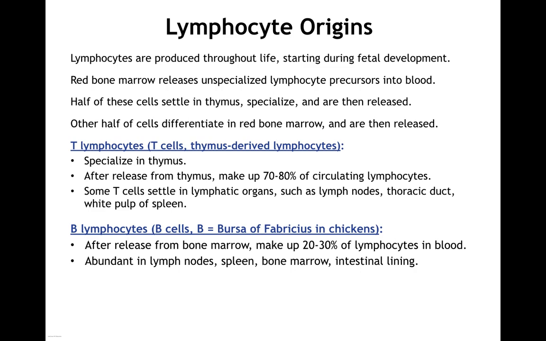The B lymphocytes, B cells: B does not stand for bone marrow. It stands for the bursa of Fabricius, an organ that is found in birds, in particular in chickens, where these lymphocytes were first isolated. After they're released from the bone marrow as mature cells, they make up about 20 to 30% of the lymphocytes in blood. They are found in lymph nodes, spleen, bone marrow, and the intestinal lining.